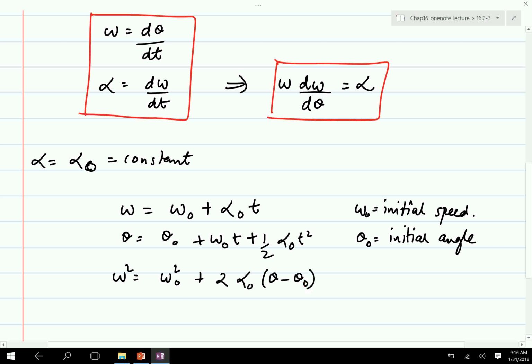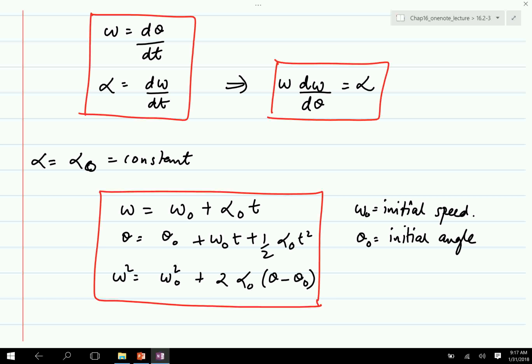Okay. Again, I want to remind you these formulas are only true if alpha is a constant. If alpha is not a constant, then you basically have to plug in alpha in that equation, for example, alpha equals d omega dt, and integrate that. I've often seen people using these formulas when alpha is not a constant. If alpha is a function of time, if alpha is 3t, say, you cannot use this. You have to use integration. It's only true for a constant acceleration.